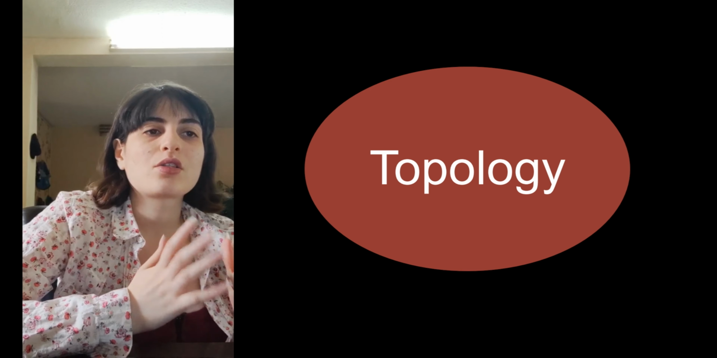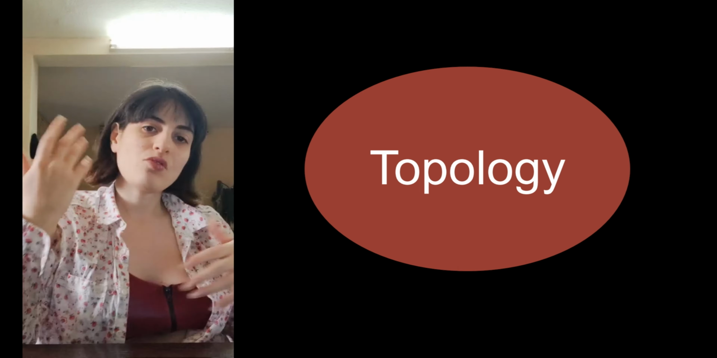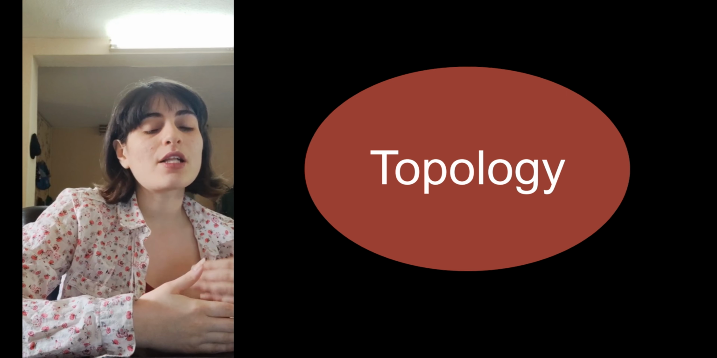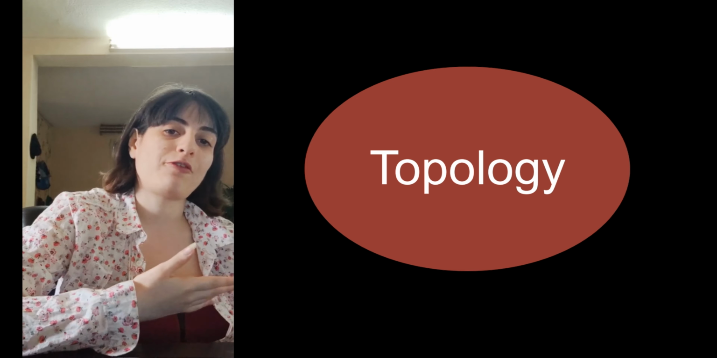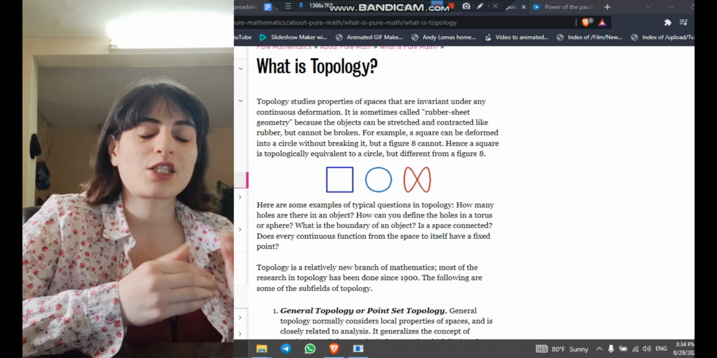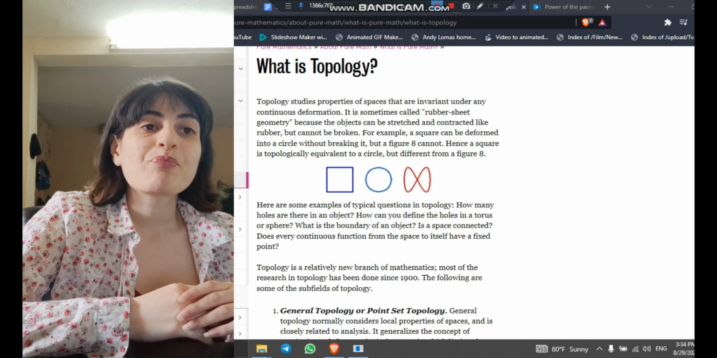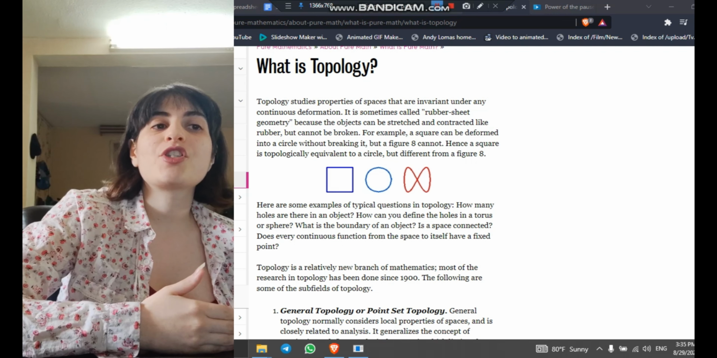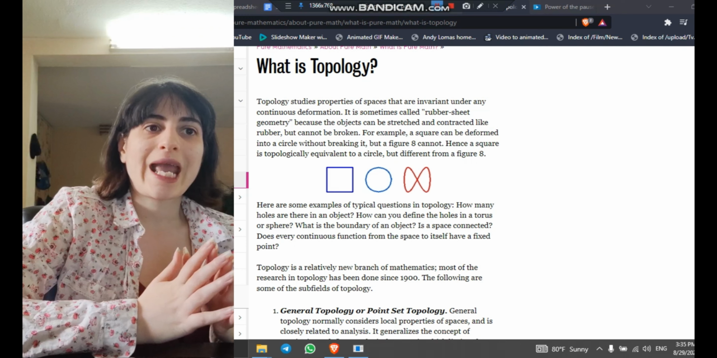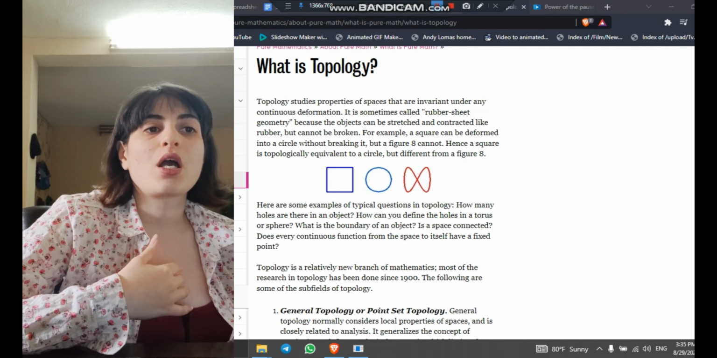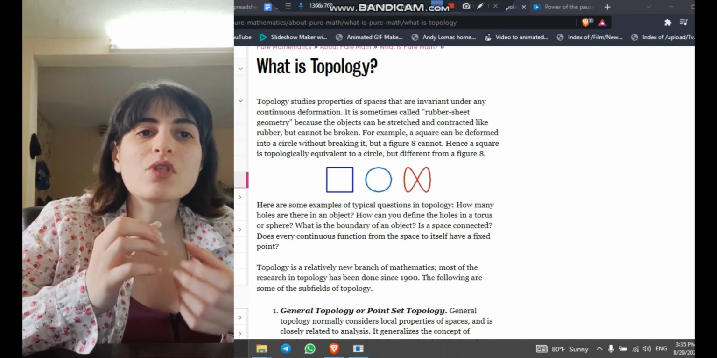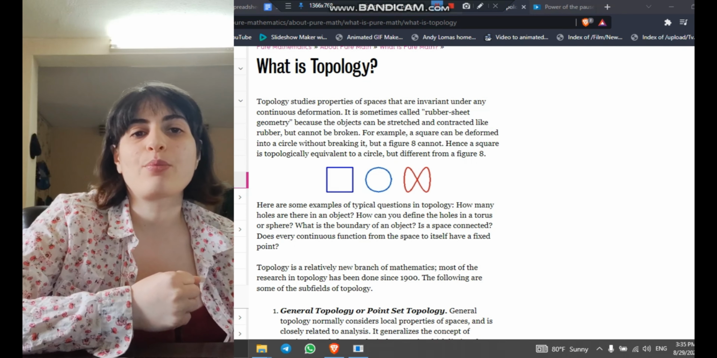Okay, what is topology? If you search it on the internet, you can find several specific definitions in terms of mathematics, or some easy ones like that I'm going to share with you. Okay, we can say it's a rubber sheet geometry. What does it mean? It means the object can be stretched or contracted like a rubber. You can, for example, shape it with your hands, but you cannot break it.